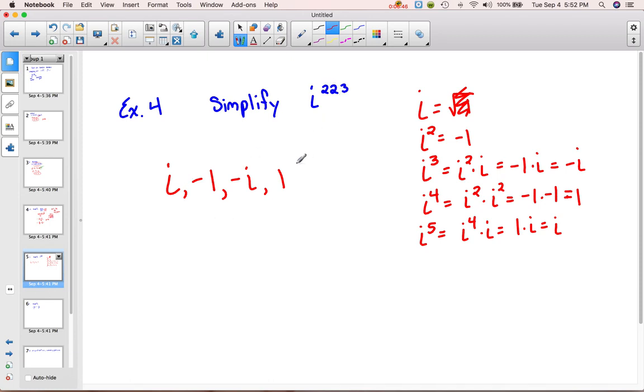So every 4th value, so i to the 1st, i to the 2nd, i to the 3rd, i to the 4th. Then i to the 5th is going to be back here, i to the 6th, i to the 7th, i to the 8th. And so you'll have that repeating pattern. So really what we need to know is how many 4s are in here. So shortcut, and we did this last year in Algebra 2, you can divide this by 4.